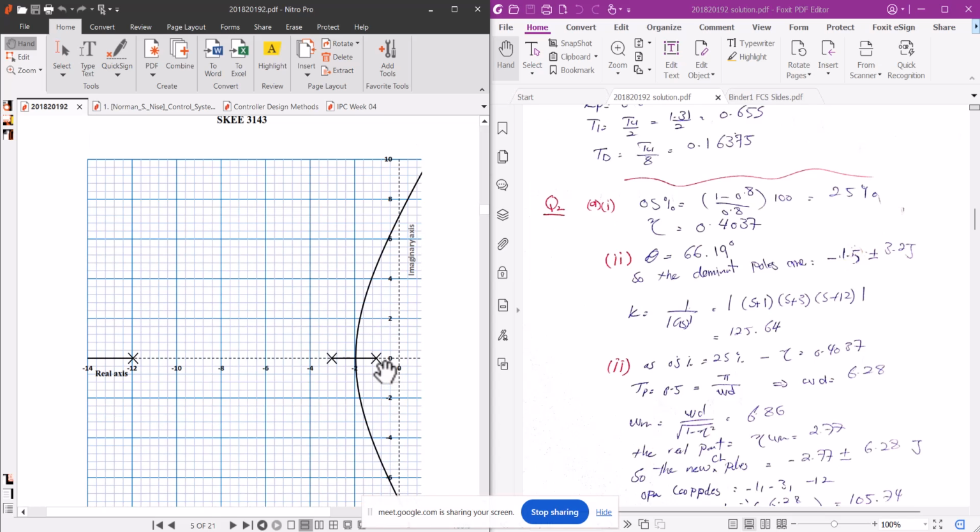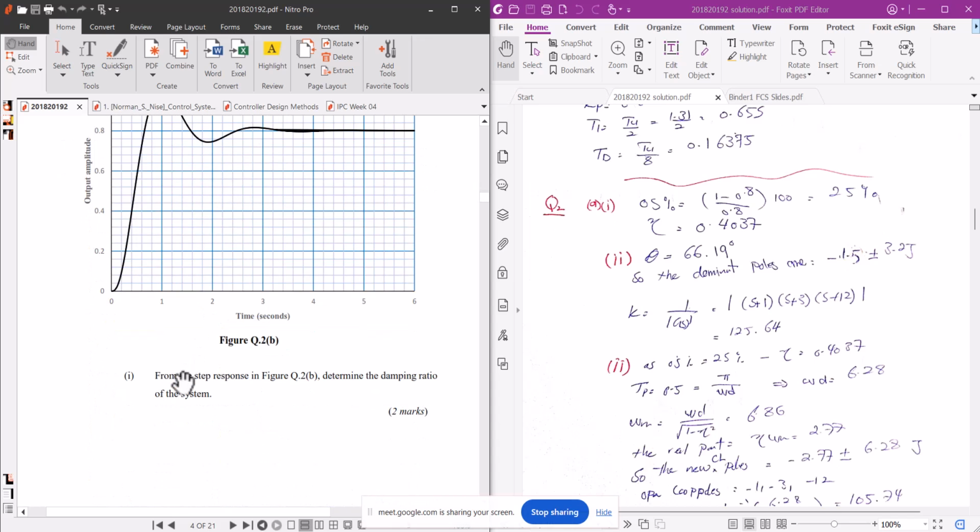One pole is at -1, -3 and -12. These are the open loop poles. So it goes to here, and this pole terminates at infinity, right?